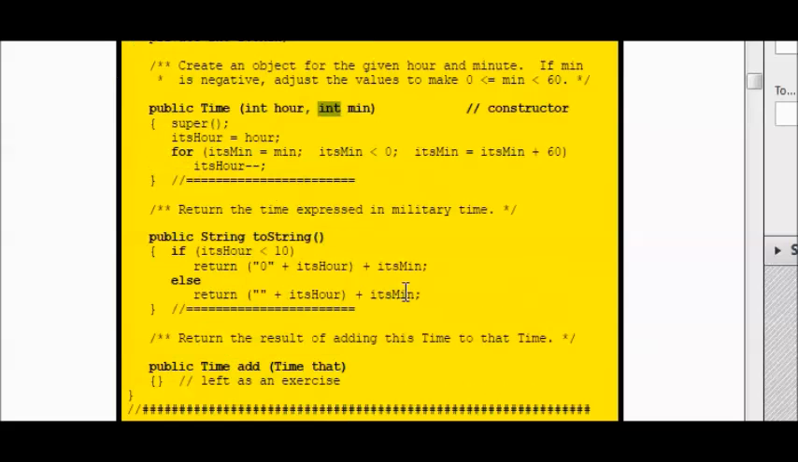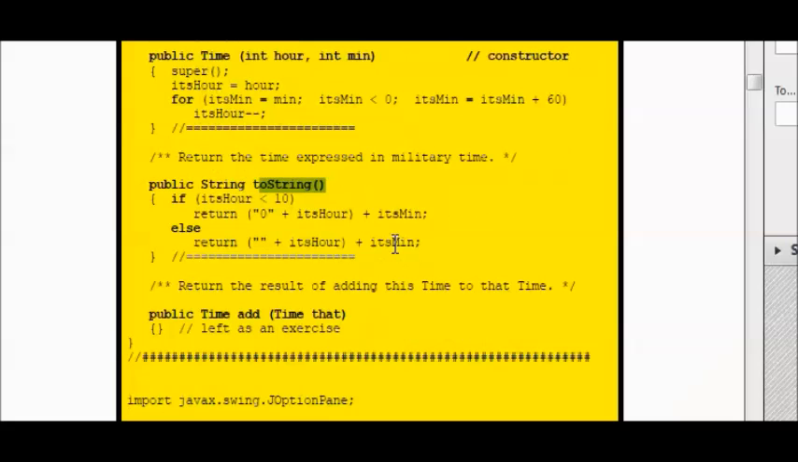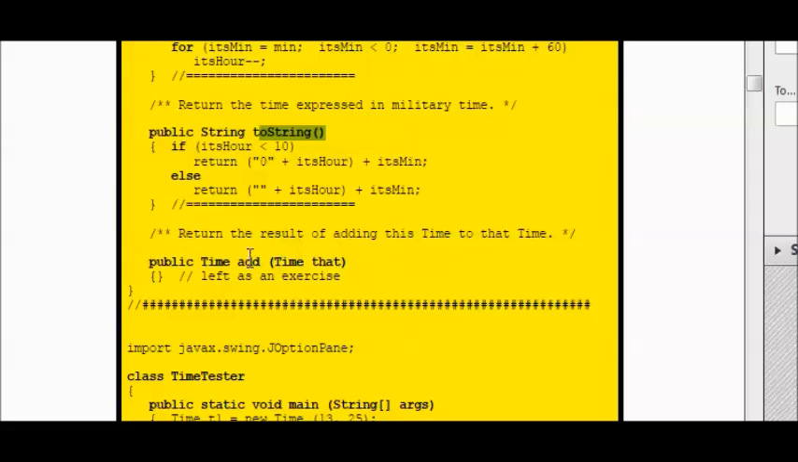Right. The next one is the toString method. There's nothing in the parameters. You don't have to worry about that. And the last one is add, and the type is time, right? That's it. So let's go into the question.